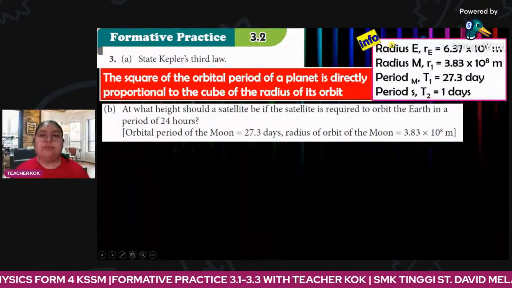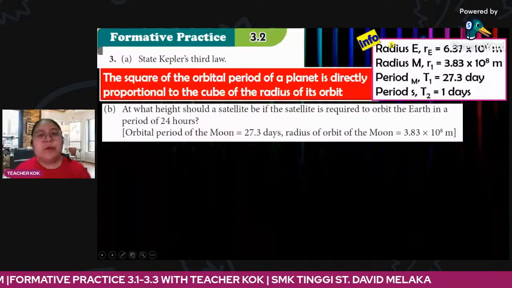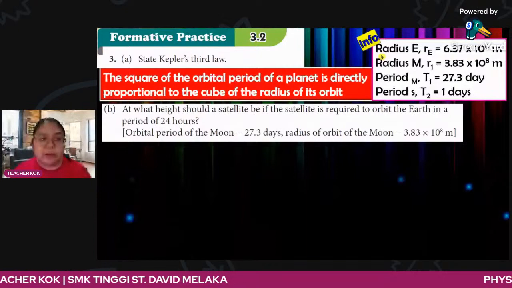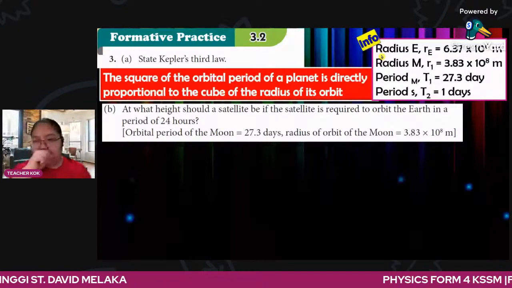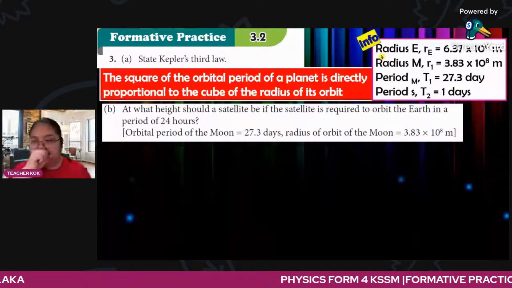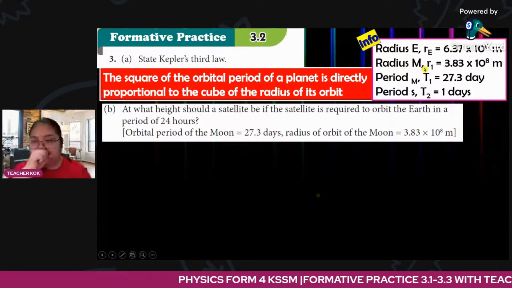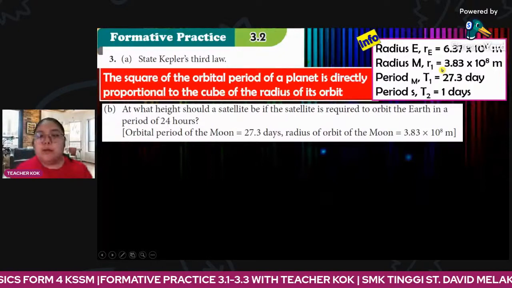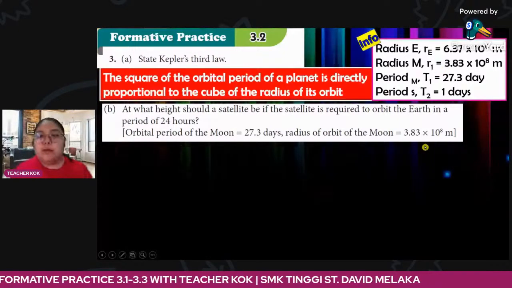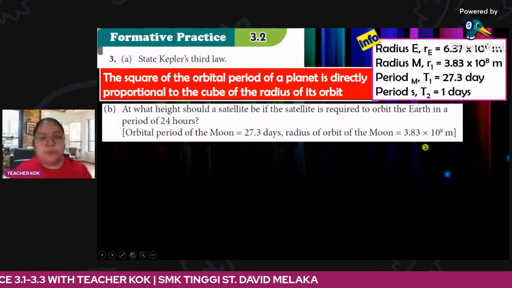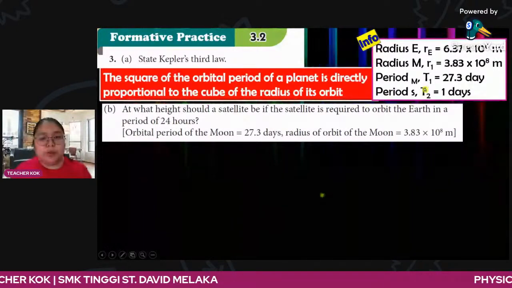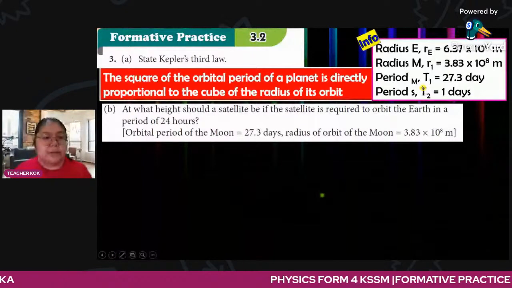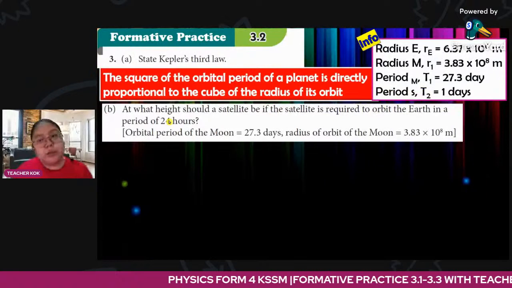Okay, first, in this kind of question normally they will provide the radius of the Earth, 6.37 times 10 power 6. Then after that, R1. We take 1 as the moon. So the moon's radius is 3.83 times 10 power 8. The period for the moon is 27.3 days. The period for the satellite is 1 day, because they say 24 hours, so we change it to days, which is easier.